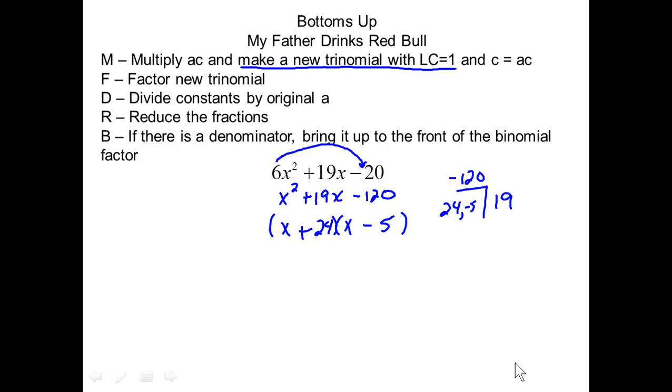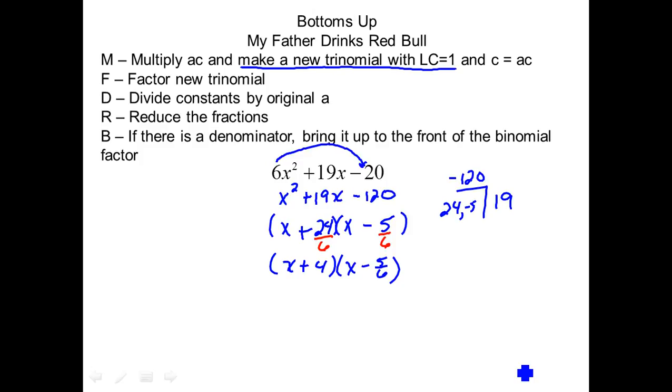D says to divide out what you multiplied in. What did we multiply in? A 6. So we have to turn around and divide that 6 back out. So you're going to divide your constants by your original A, what you multiplied in. R says to reduce these fractions. So we're going to have x plus 24 divided by 6 is 4. And this fraction won't reduce. So we'll just have to leave it alone. If it will reduce, reduce it. If it won't reduce, don't worry about it.